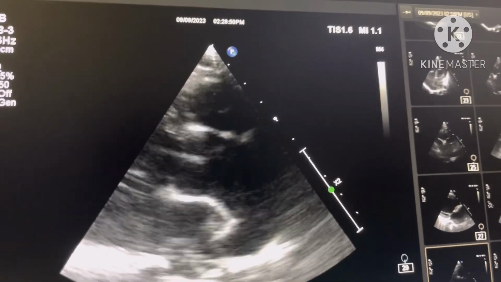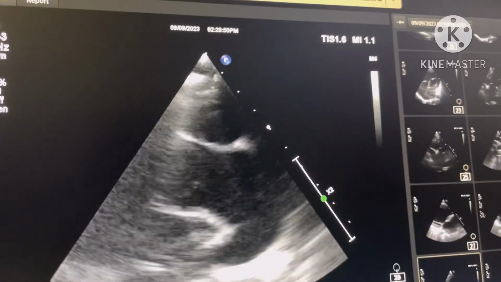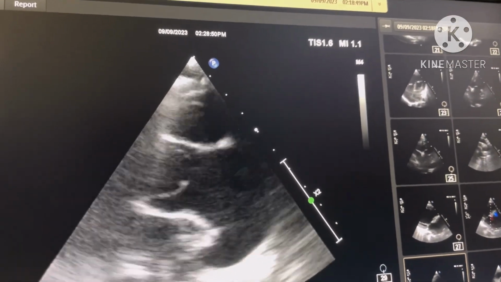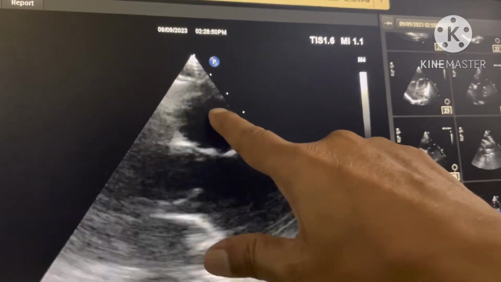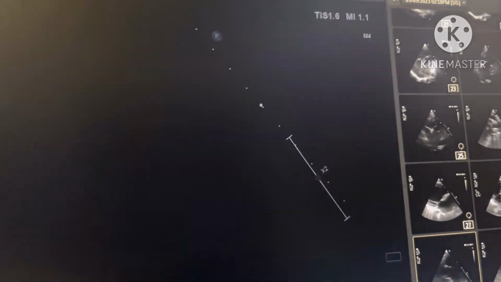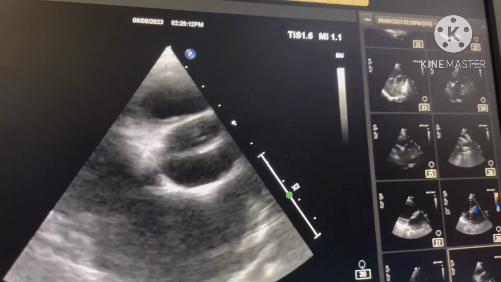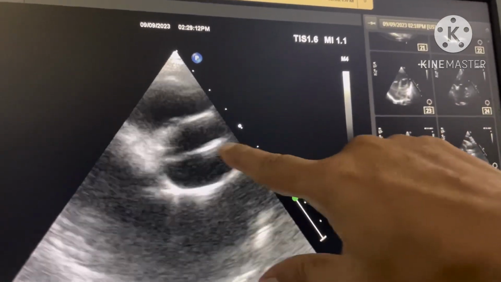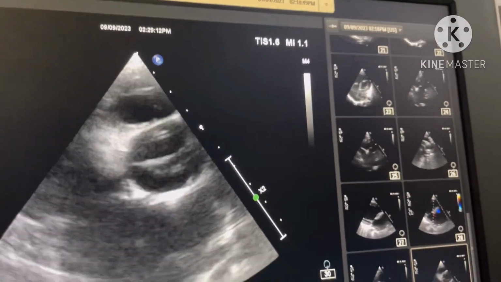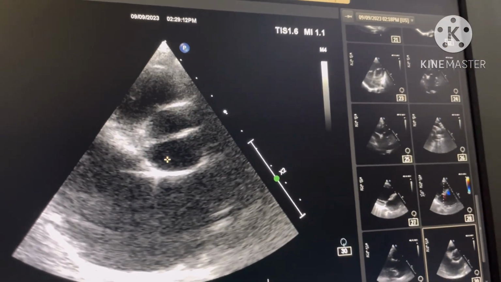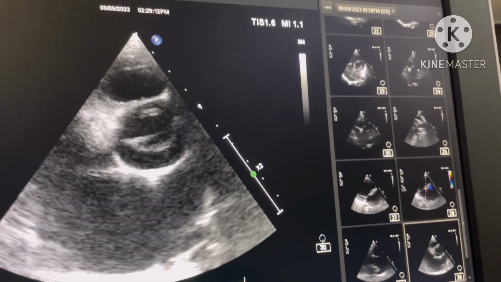You can see in the parasternal long axis view, the anterior one is the aorta, and the posterior one is the pulmonary artery. This is the short axis view, aorta in short axis and pulmonary artery also in short axis.